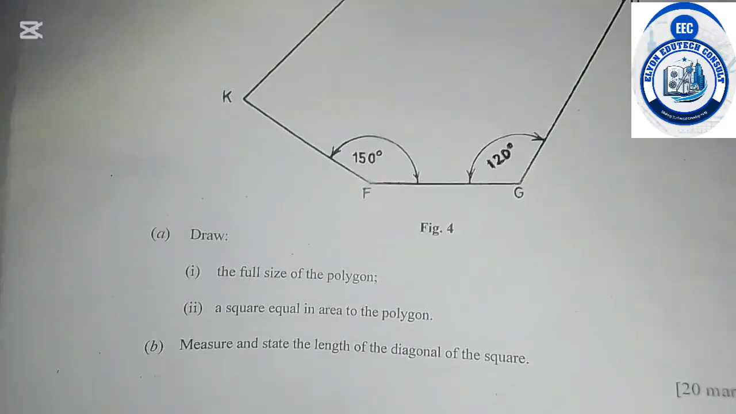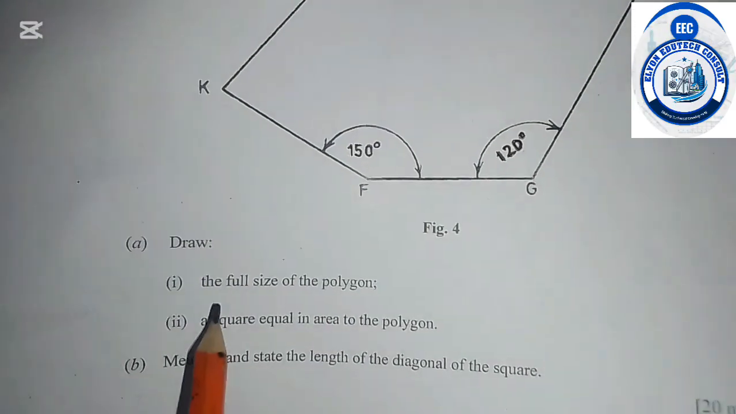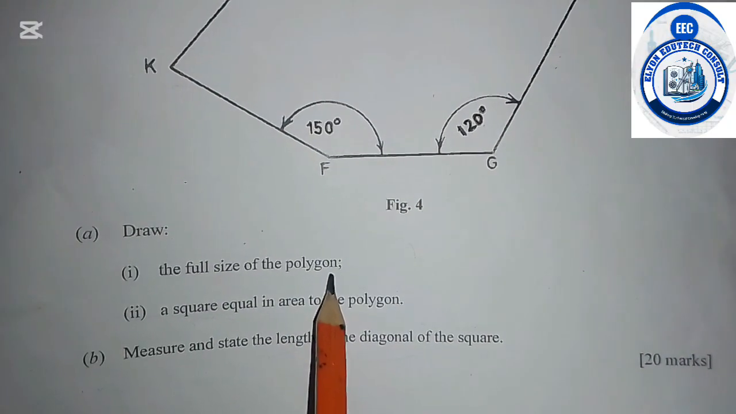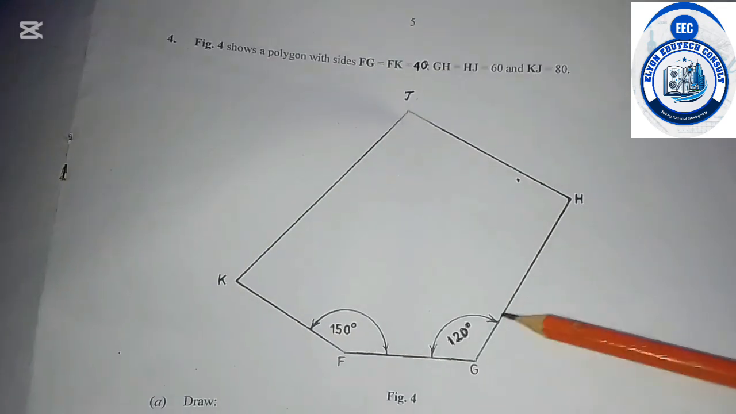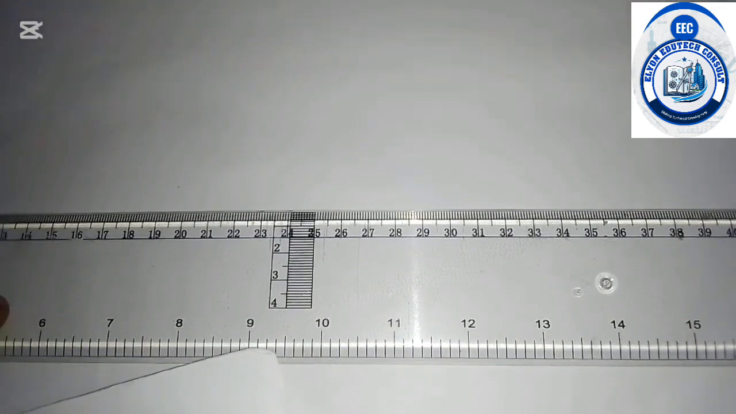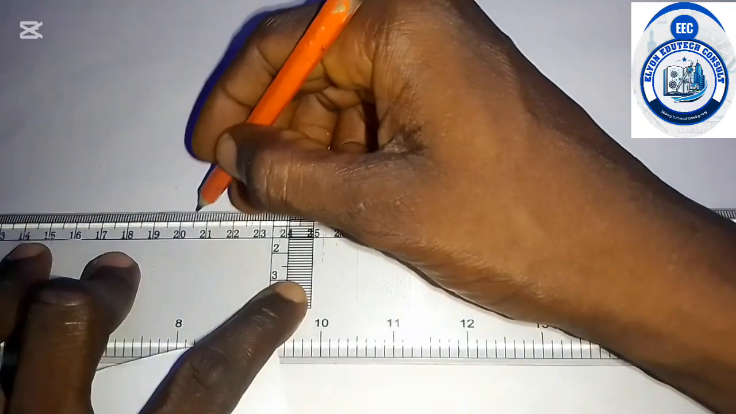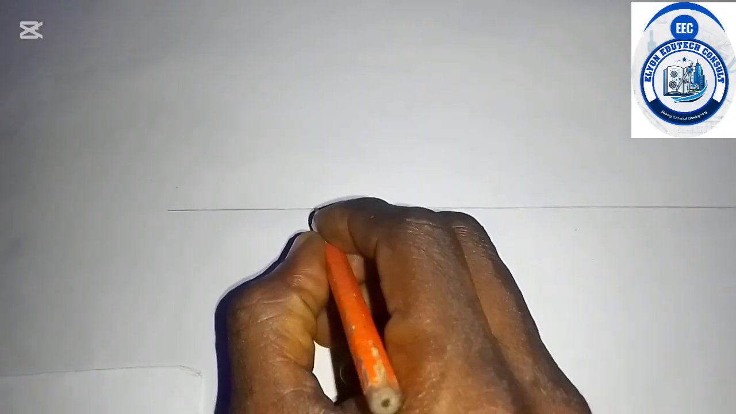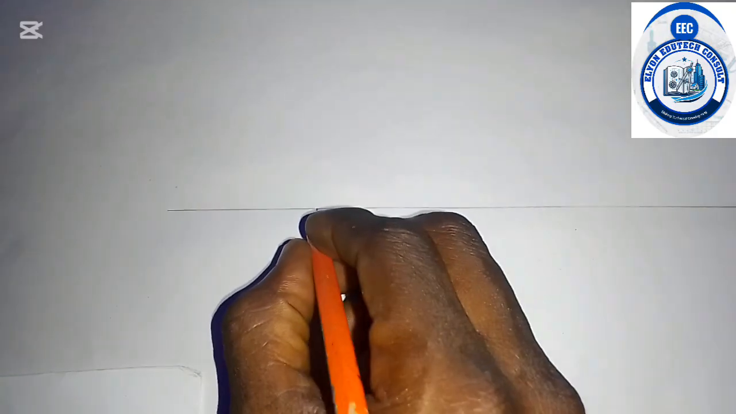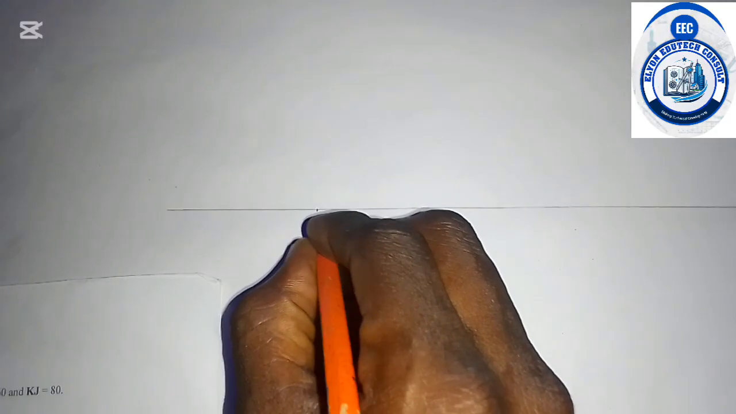So the first question to tackle is to draw the full size of the polygon. I'm quickly going to make this now before I move to other questions. The first thing I'm going to do is draw this line as our baseline. Then pick a point which will serve as our point F. So this is point F.